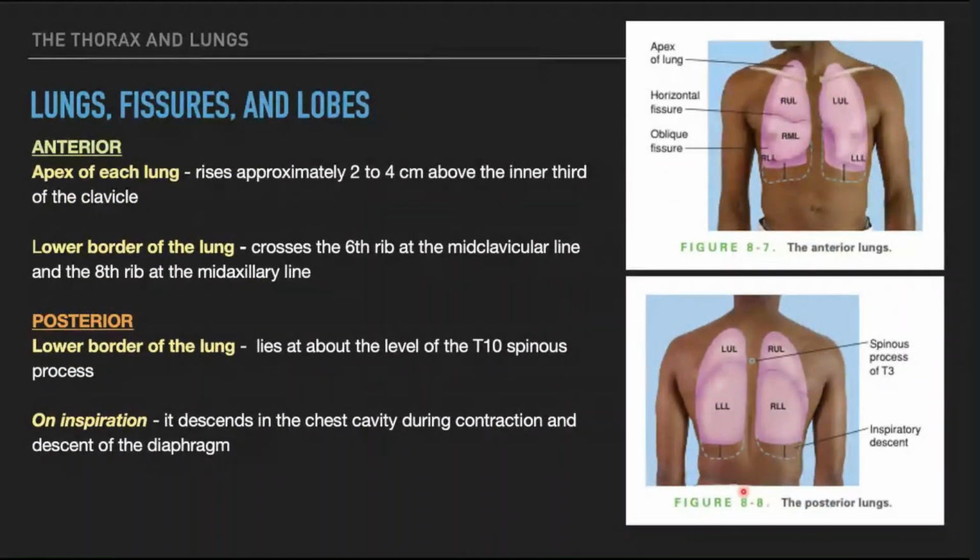So for the lungs, fissures, and lobes: the apex of each lung rises approximately 2 to 4 centimeters above the inner third of the clavicle, while the lower border of the lung crosses the sixth rib at the mid-clavicular line and the eighth rib at the mid-axillary line. For the posterior aspect, the lower border of the lung would lie at about the T10 spinous process. On inspiration, it is expected to descend in the chest cavity during contraction and descent of the diaphragm.